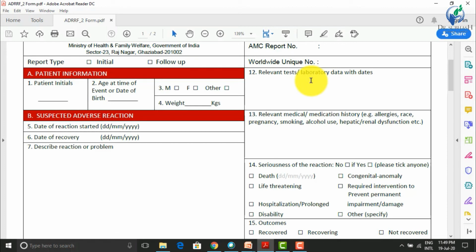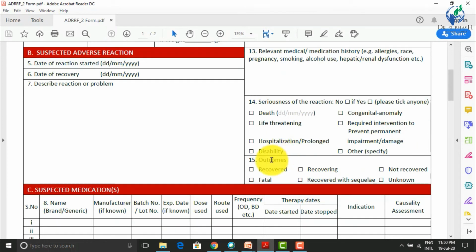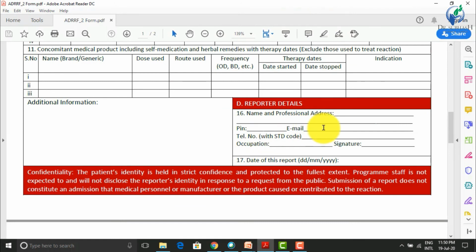Then some additional information about relevant tests, अगर पेशेंट ने कोई रिलेवेंट टेस्ट या फिर लेबोरेटरी टेस्टिंग करवाया है. Then medication history, अगर कोई पेशेंट की मेडिकेशन हिस्ट्री है, that is regarding allergy, race, pregnancy, smoking, alcohol, hepatic or renal dysfunction, then it should be mentioned in this form. Then seriousness of the reaction, whether there was a death, life-threatening, hospitalization, disability, congenital anomaly, or required intervention to prevent permanent impairment or damage. Then outcomes: recovered, recovering, not recovered. So all these things should be included in an adverse drug reaction report. And the name of the professional, email address, like this, the common details are there.